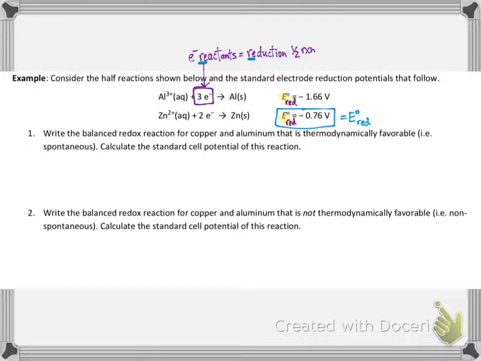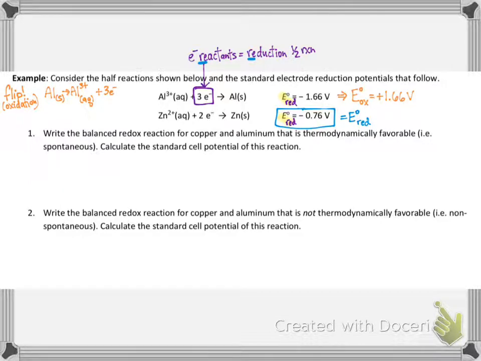But that means you're going to have to flip the other equation because aluminum is going to get oxidized. To find the oxidation potential for when we flip the reaction, it's easy. Just change the sign. So it becomes positive 1.66 volts. And then when we're balancing the reaction, we just straight up flip that aluminum reduction reaction so it becomes an oxidation half reaction.